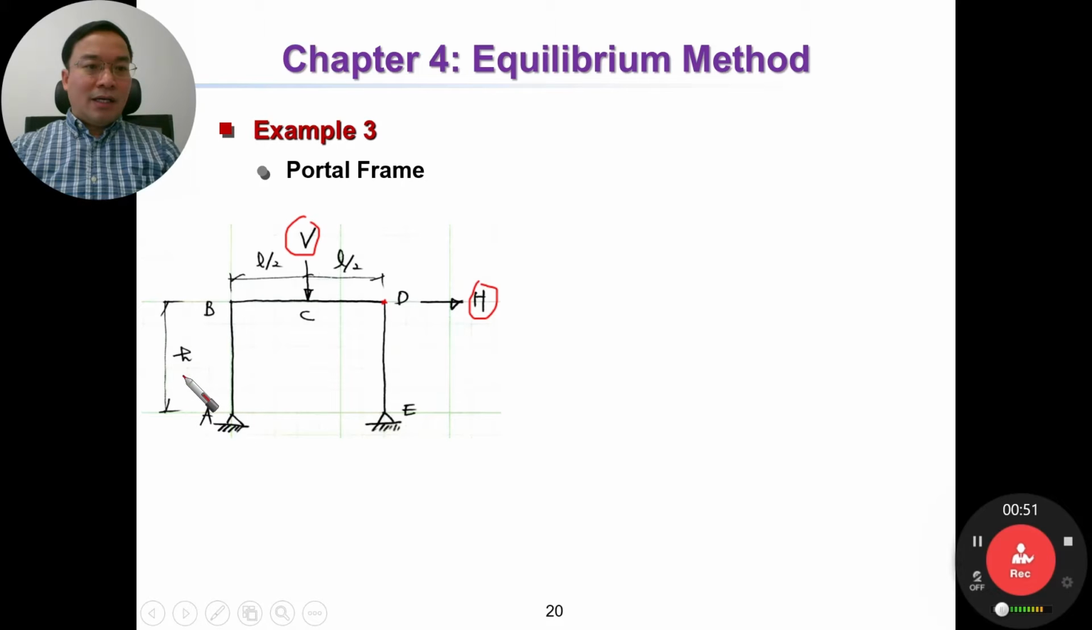The column has a height of h, small h. The beam has a span of L. Then the load is at the middle. C is the middle. So the portal frame A, B, C, D, E. How many redundants? One. Okay, one redundant. Then we have at least two plastic hinges required. Two plastic hinges required.